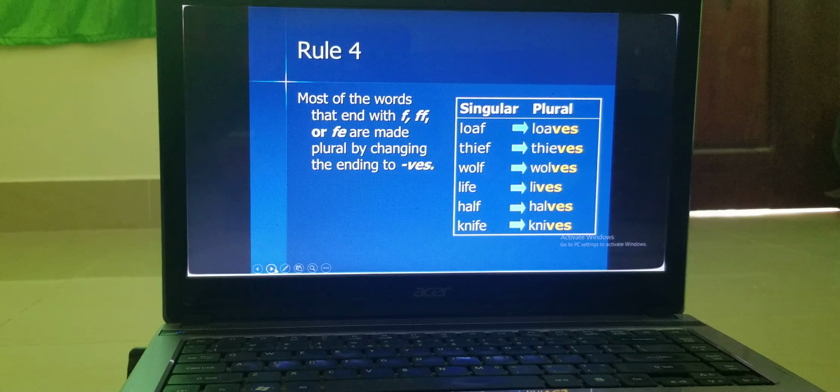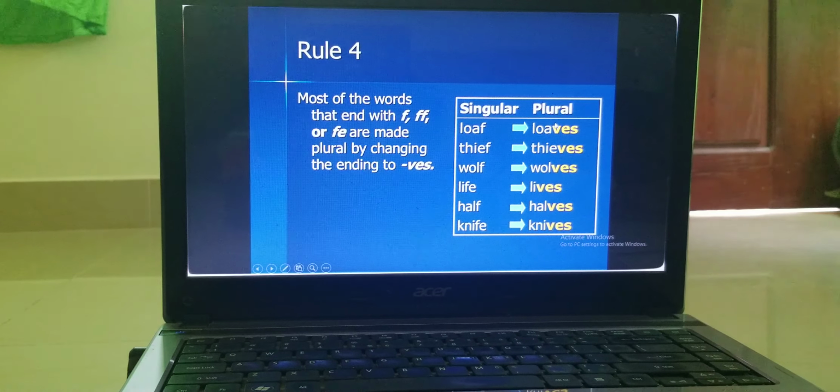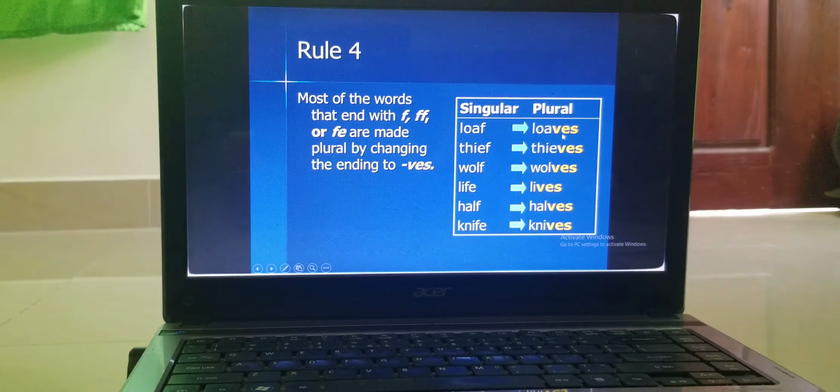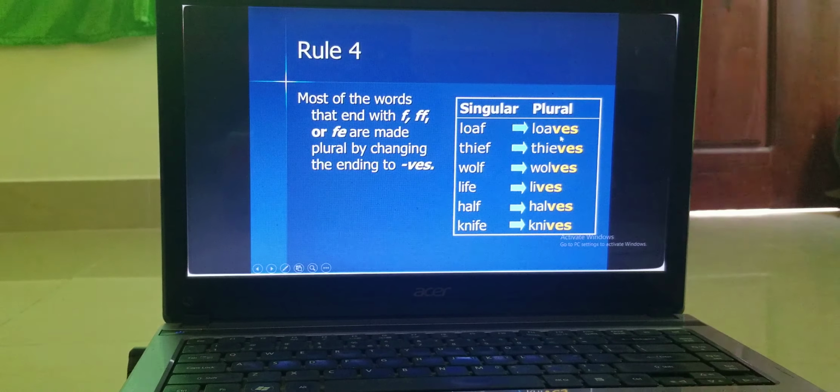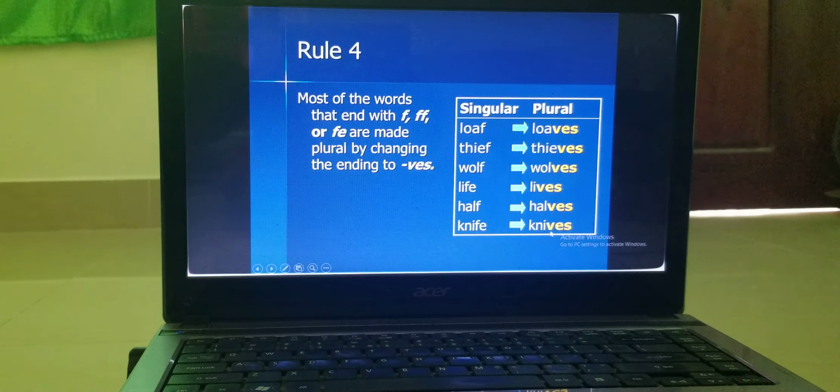Okay, rule number four. Most of the words that end with f, double f, or fe are made plural by changing the ending to ves. So keep in mind that when we have a word that ends with this consonant, like the word loaf, when we change to plural, we have to change f and then we put ves, like the word loaf here, changes to loaves. Shelf, shelves, wolf, wolves, life, lives, half, halves, and knife changes to knives.